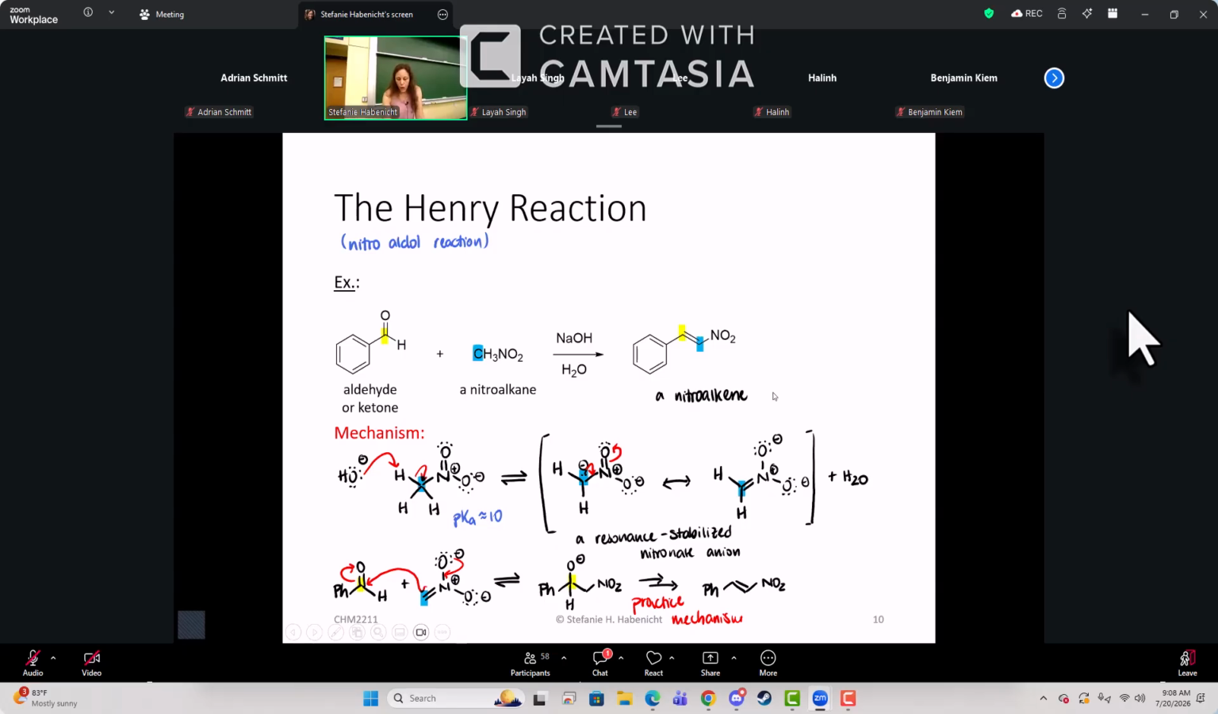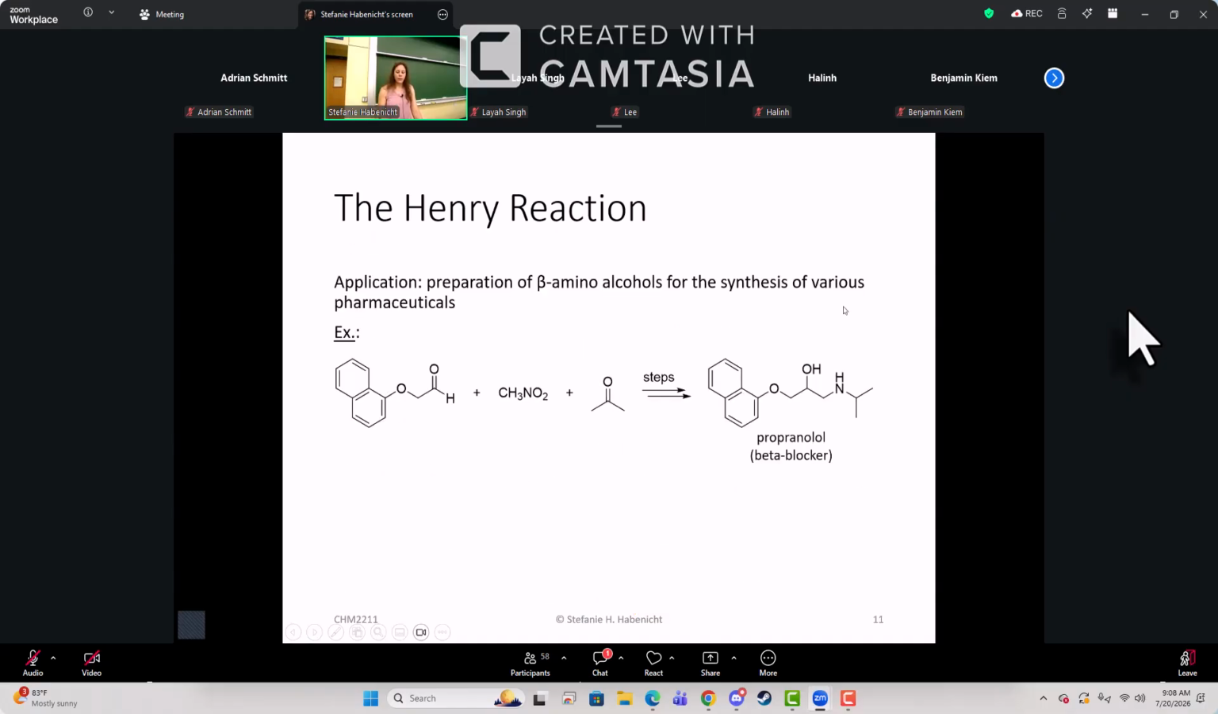Okay, so why are we covering this reaction? What's the significance of having that nitro group? Why do we want to be able to make nitroalkenes, or perhaps the beta nitroalcohol intermediate that we would form? Why is it important to be able to do that? Well, one of the reasons is that the beta nitroalcohol intermediate, which we can reduce to beta amino alcohol intermediates, the beta amino alcohol motif is important in a number of applications, and that includes pharmaceuticals, that includes drug molecules.